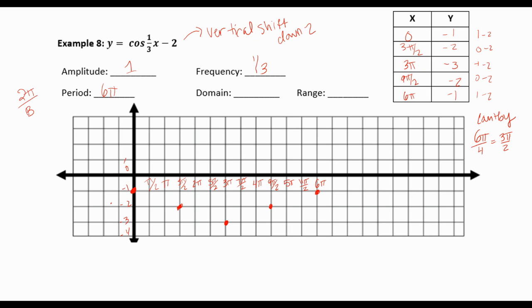Cosine, we're going to show that it's curving down and back up and curve, showing arrows at the end. So notice a full cycle is within 6 pi. 2 pi is only a third of the graph. So that's really important to see. That's why our frequency is 1/3. Our domain is negative infinity to infinity. And our range goes from negative 3 to negative 1.